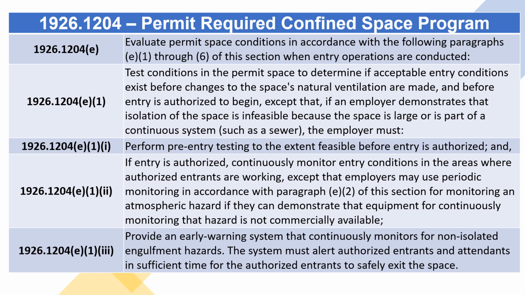1926.1204 E1(i) through E1(iii). If entry is authorized, perform pre-entry testing to the extent feasible before entry is authorized, and continuously monitor entry conditions in the areas where authorized entrants are working, except that employers may use periodic monitoring in accordance with paragraph E2 of this section for monitoring an atmospheric hazard if they can demonstrate that equipment for continuously monitoring that hazard is not commercially available. Provide an early warning system that continuously monitors for non-isolated engulfment hazards. The system must alert authorized entrants and attendants in sufficient time for the authorized entrants to safely exit the space.